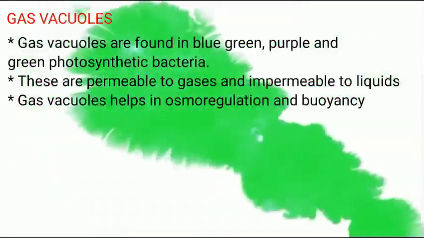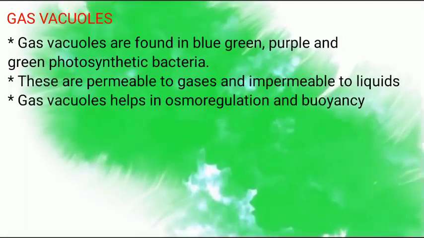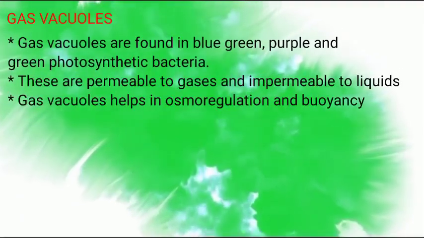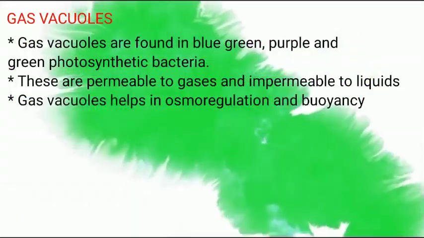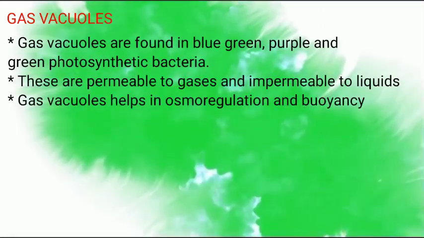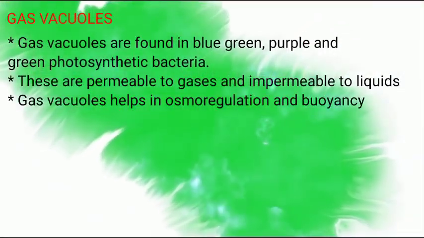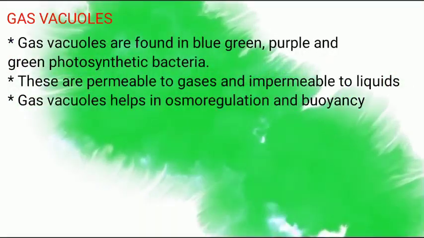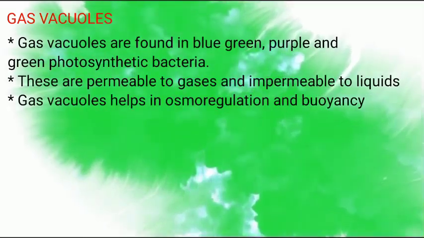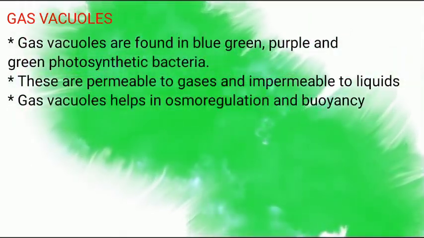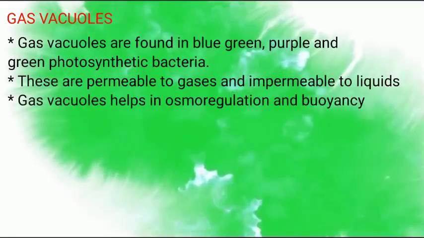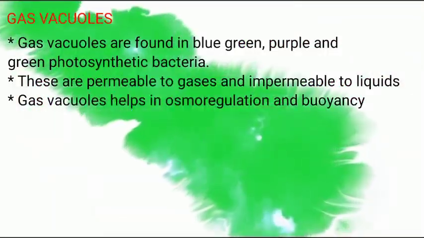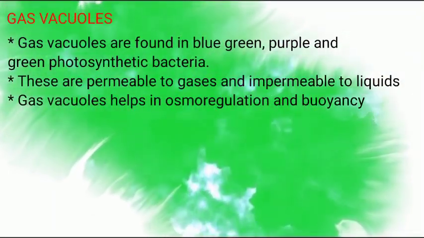Gas vacuoles. Gas vacuoles are generally found in blue-green, purple and green photosynthetic bacteria. Generally, gas vacuoles are permeable to gases and impermeable to liquids. Gas vacuoles help in osmoregulation and buoyancy. Gas vacuoles are generally found in blue-green bacteria, purple bacteria and green photosynthetic bacteria. Generally, these are permeable to gases and impermeable to liquids. Gas vacuoles generally help in osmoregulation and buoyancy.